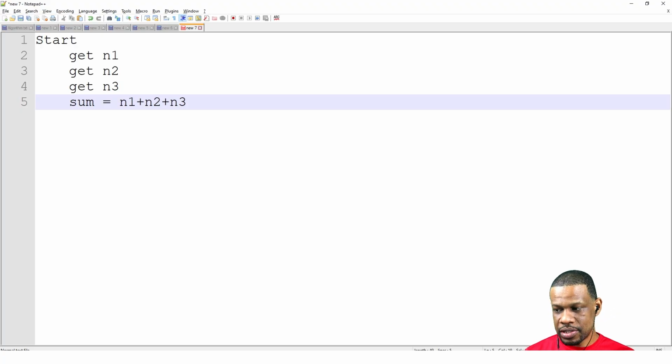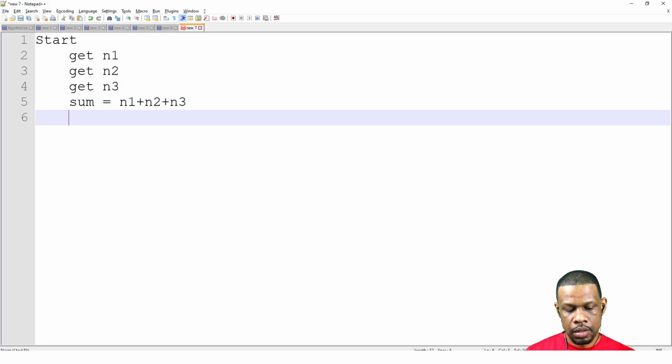So then the next thing I'm going to tell the computer is average, AVE, is equal to sum divided by 3. Notice I'm just using the terms, and sum divided by 3 is usually straightforward. Average is the sum of the numbers divided by 3.